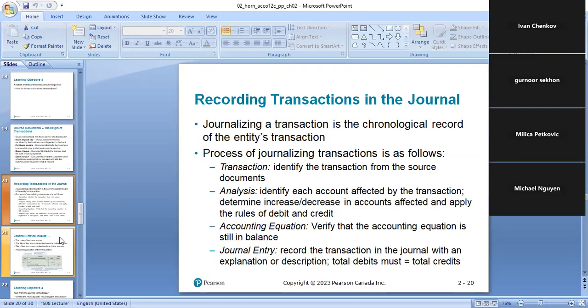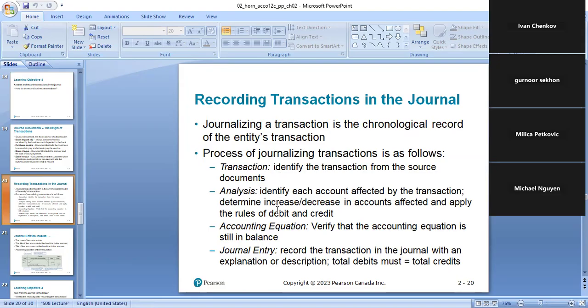From day 1 to day 31 in May, from day 1 to day 30 in June, and keep going the same way. So what will be the process of journalizing transactions? First, we identify: is this transaction from a source document? Is it from the receipts? Is it from the sales invoice? Is it from the bank statement? Where is it from?